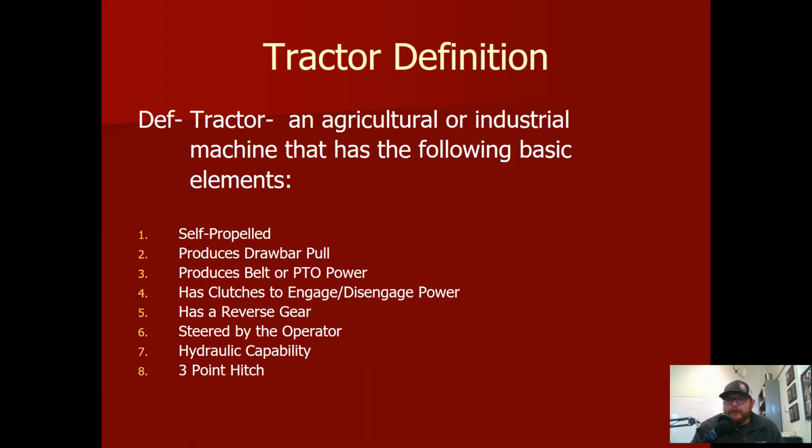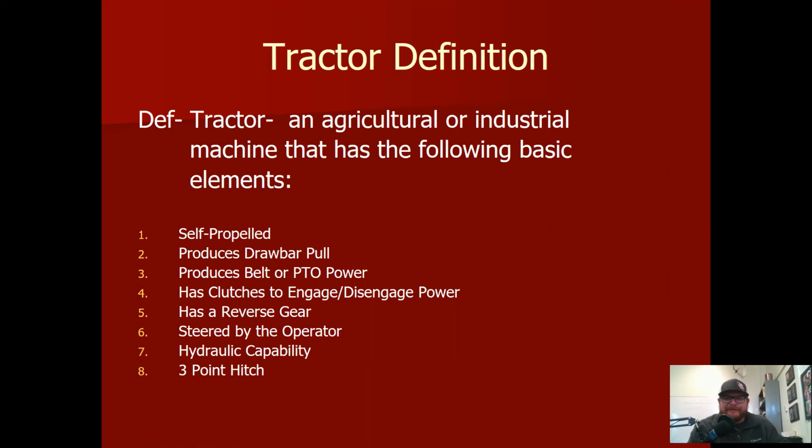It can have either belt or PTO. Belt is an older style, but PTO nowadays is pretty much the standard for the tractors that we are going to use. It has clutches to disengage and engage the power, can go in reverse, is steered by the operator, and has hydraulic capacity. Not all tractors are going to have that. You're going to find that out in class.